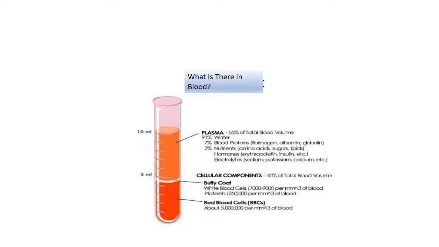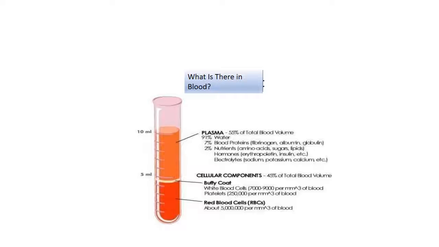Then cellular components, in this picture they are represented by what we call buffy coat. It's a narrow whitish stripe which contains white blood cells and platelets, and a wider piece which is red blood cells, packed red blood cells.